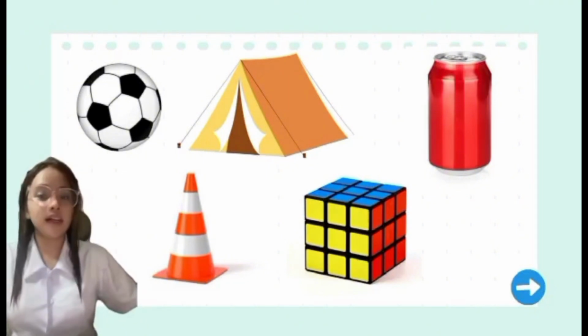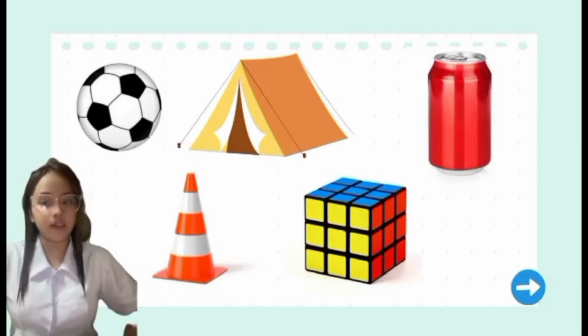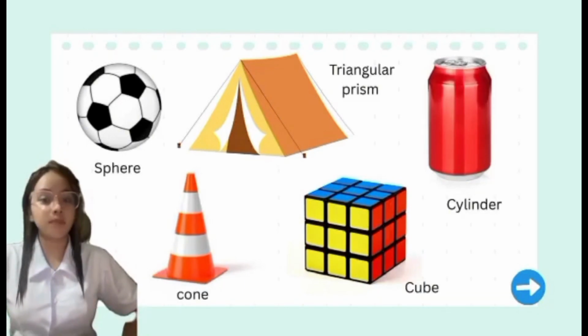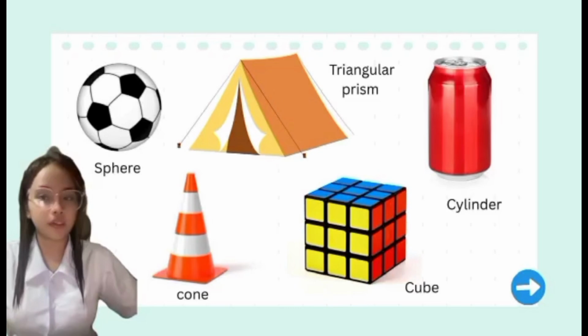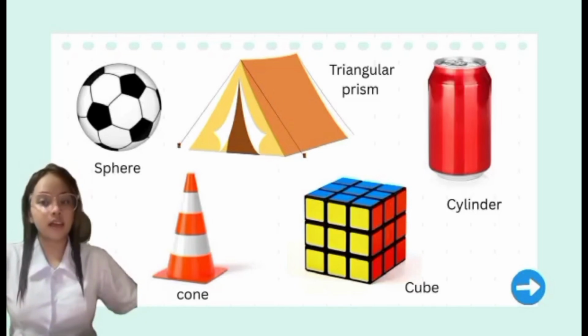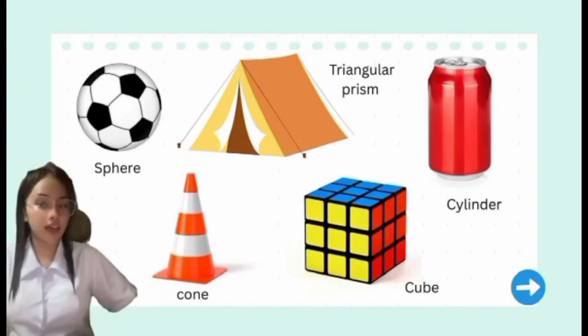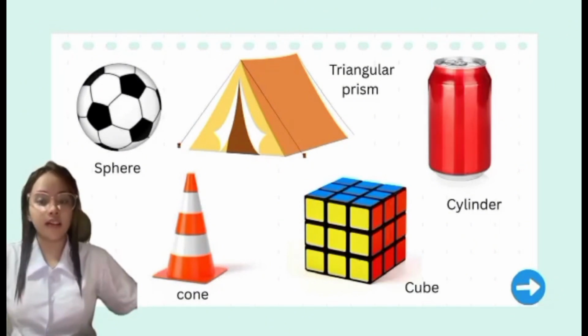Okay class, let's check your answers together. First, the ball is a sphere, round with no corners. Second, the tent looks like a triangular prism. See the triangle on the side. Third, the soda can is a cylinder. It has circles on the top and bottom.